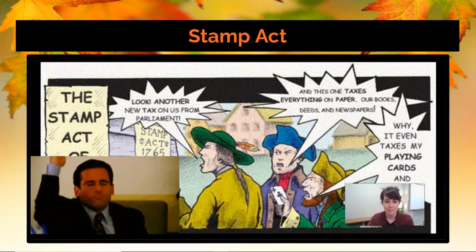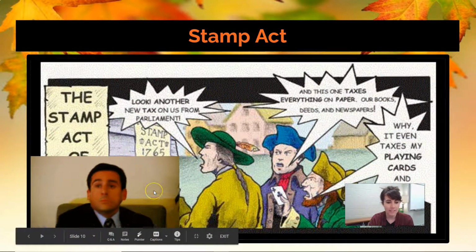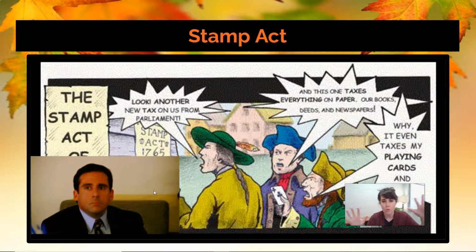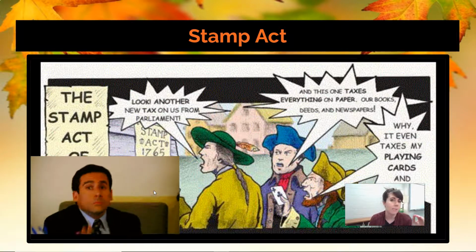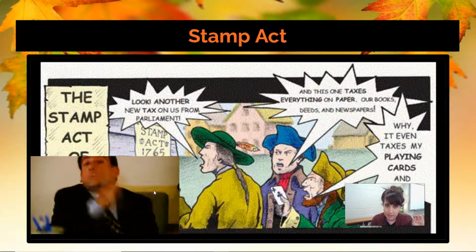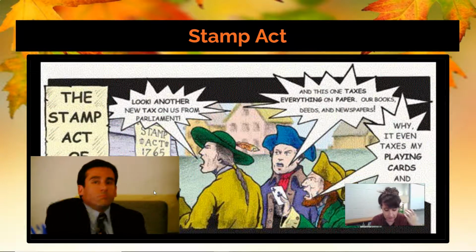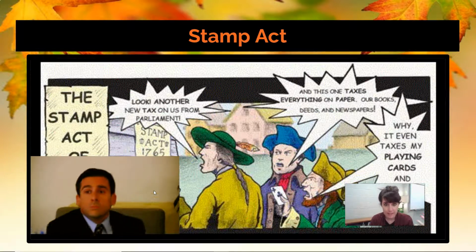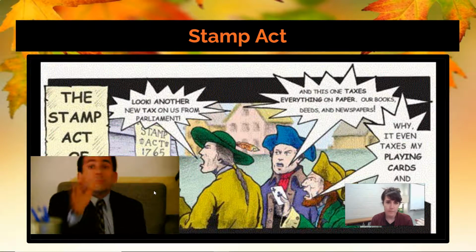Oh, the Stamp Act. You can see over here, this guy is losing his mind. He's like, no, we're not gonna. So the Stamp Act is a big deal. It's a big deal. The colonists frickin' lose their minds over the Stamp Act. Okay, so what was it?